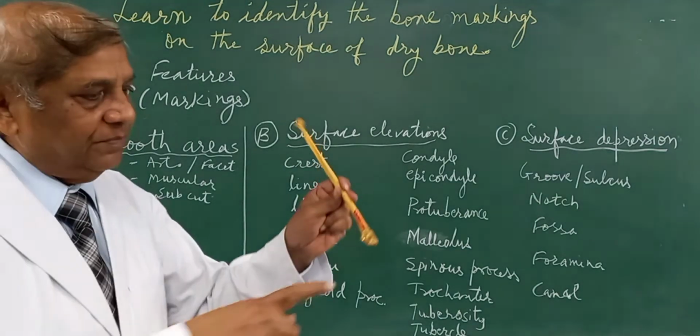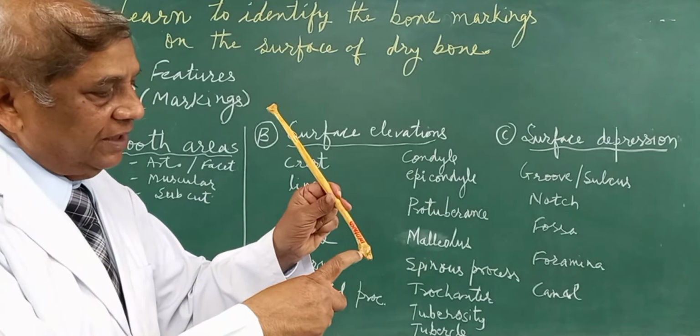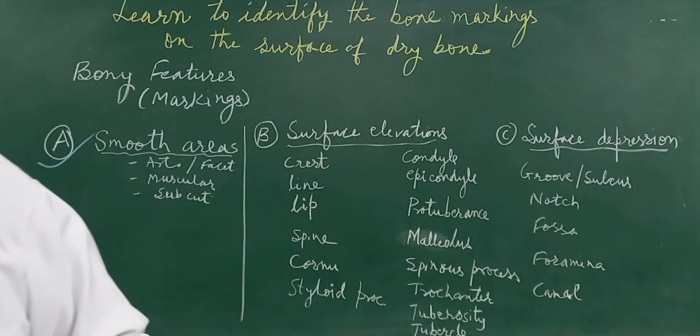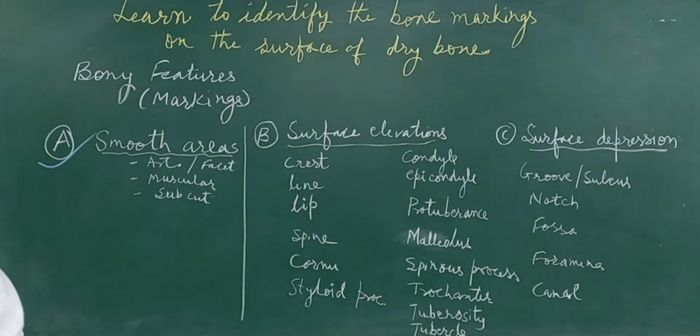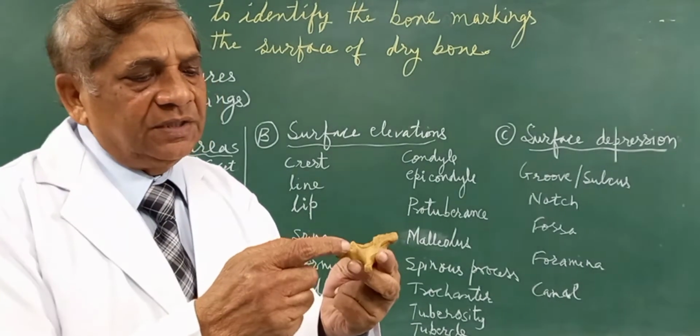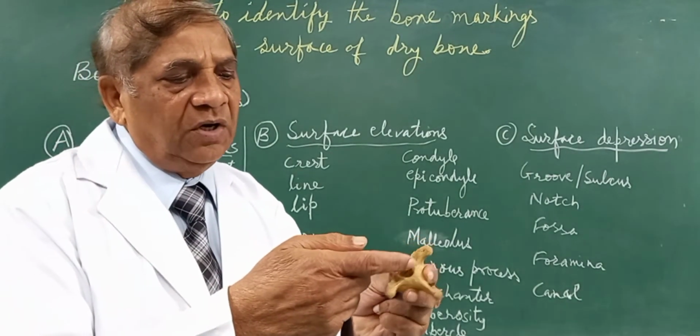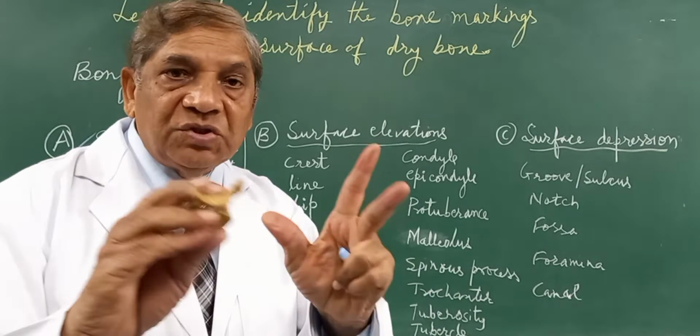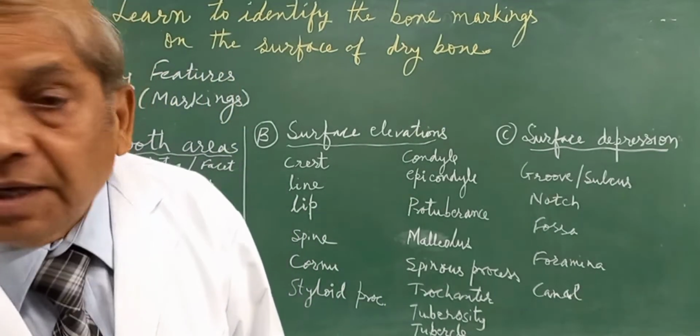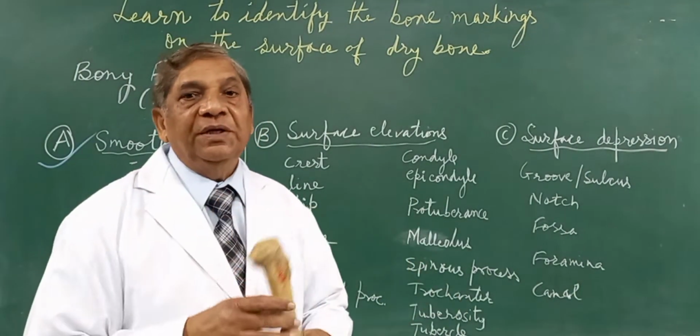See, for example, this small smooth area is here. Then if you see a vertebra, there is a smooth area here. See this? This is a small smooth area there. So the smooth area may be a large area or it may be a small area.